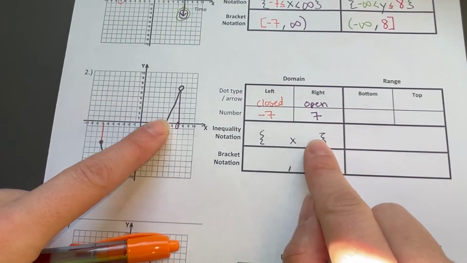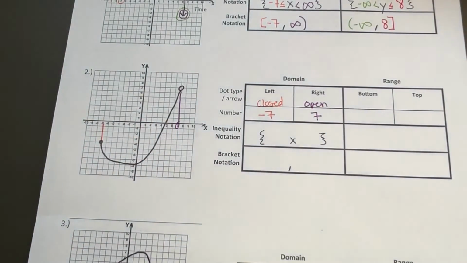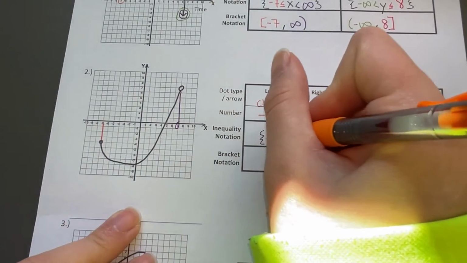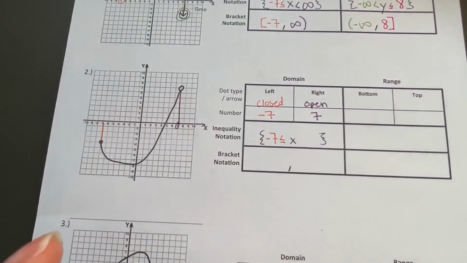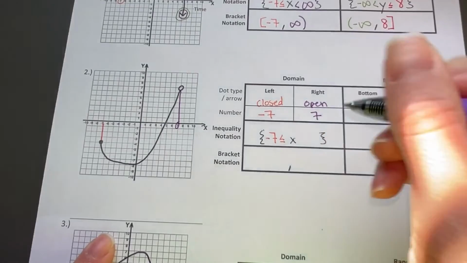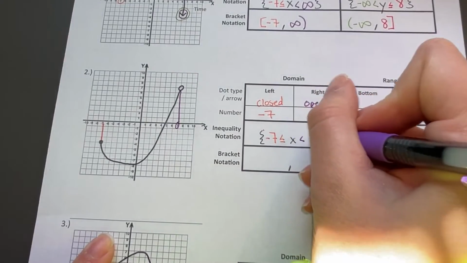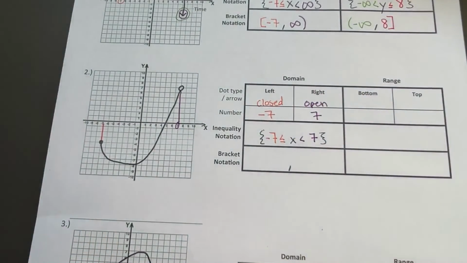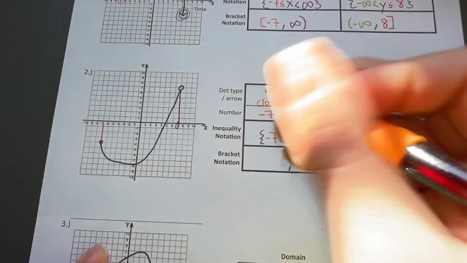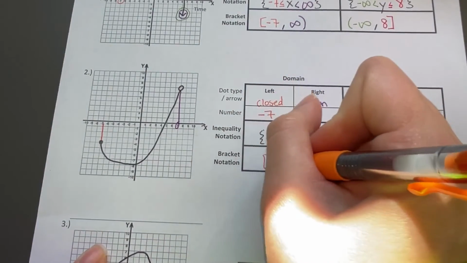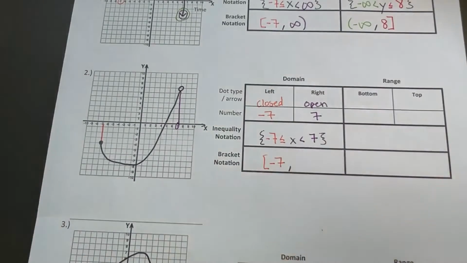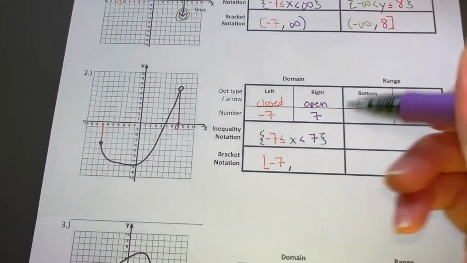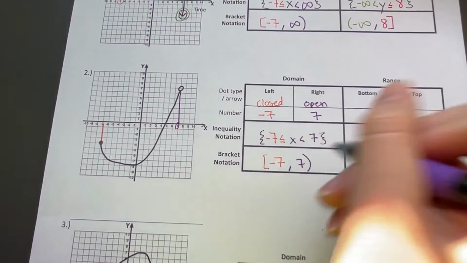So when I fill out my inequality notation for the closed dot, I'm going to have a -7 and then a mouth with a bracket. For the open 7, I'm going to have just a mouth and the number 7. For bracket notation, for a closed -7, we have a square bracket and a -7, comma. Open dot, we have that 7 with a round bracket.